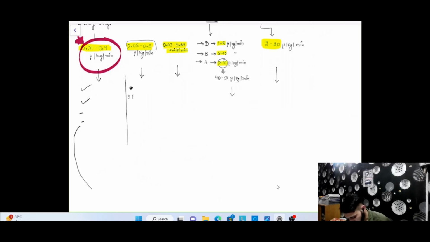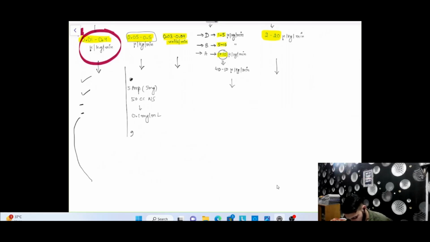So we'll take 5 ampules of ADR, that means 5 mg of ADR, and again dilute it to 50 cc. That will become 0.1 mg per ml. So what should be the ideal rate to start with? This will be minimum starting with 2 ml per hour. We can go up to 10 ml per hour. How the rate has come is very similar to what we calculated from NORAD.